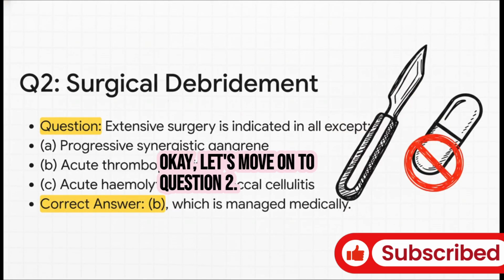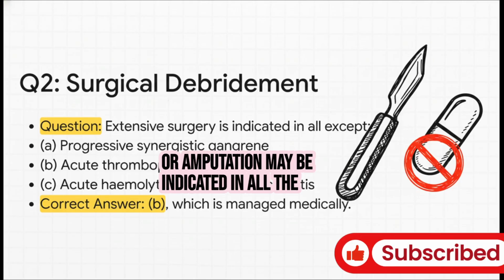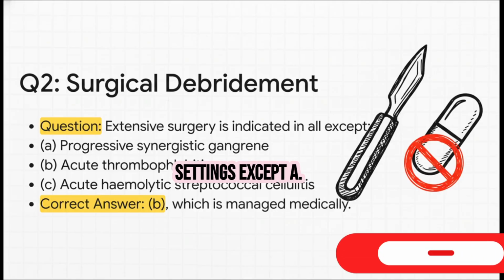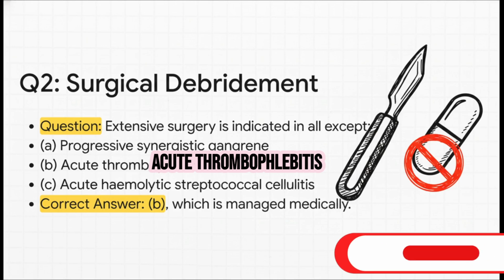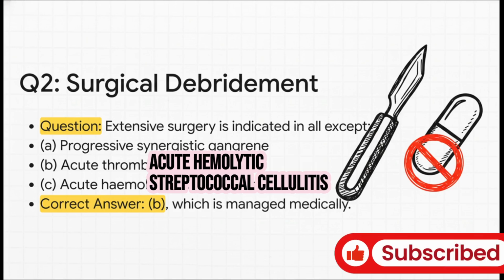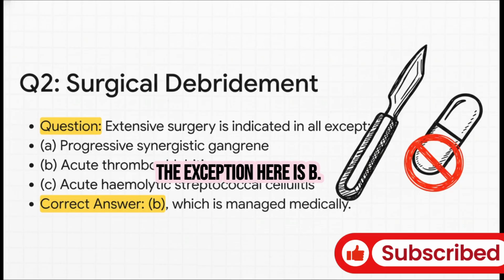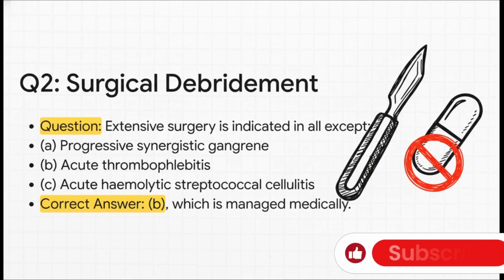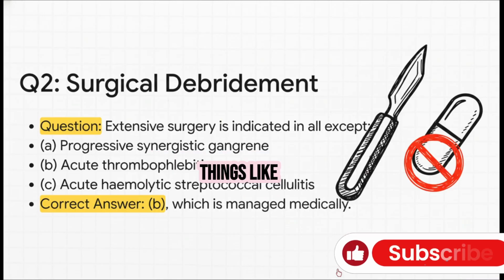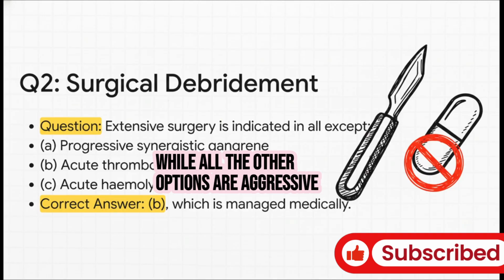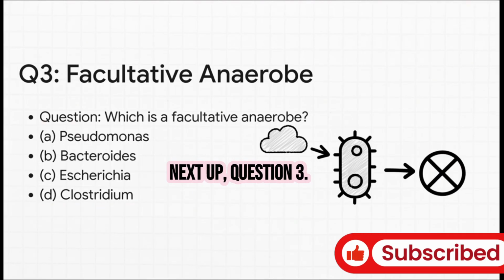Okay, let's move on to question 2. Extensive surgical debridement, decompression, or amputation may be indicated in all the following clinical settings except A. Progressive synergistic gangrene, B. Acute thrombophlebitis, C. Acute hemolytic streptococcal cellulitis, or D. Acute rhabdomyolysis. The exception here is B. Acute thrombophlebitis. The key difference is medical versus surgical management. Acute thrombophlebitis is treated medically with things like anticoagulation, while all the other options are aggressive infections that absolutely demand surgical intervention.